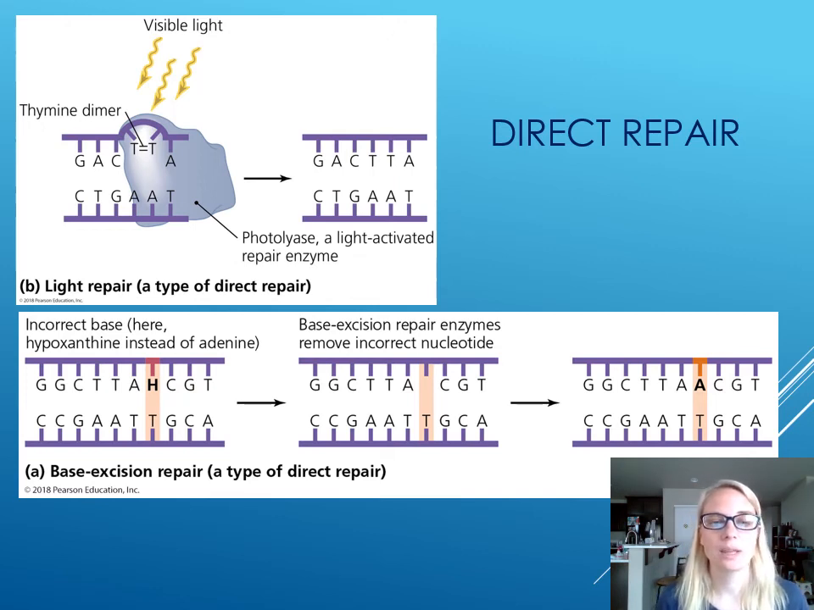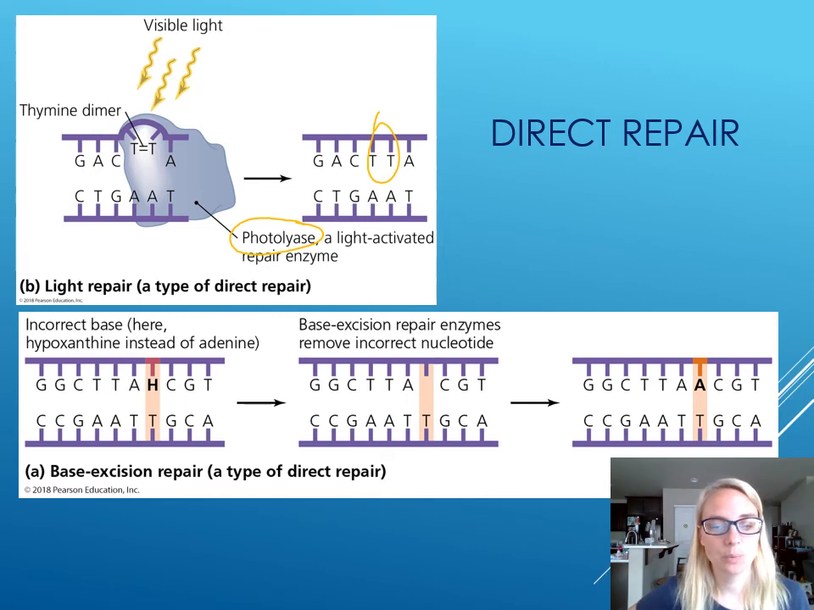So light repair is an enzyme called photolyase, this enzyme here, interestingly activated by visible light, repairs the damage done by ultraviolet light. So what it does is it cruises along the DNA in the presence of visible light. It gets activated, this enzyme, and breaks those thymine dimers and repairs that bond that wasn't supposed to be there. So this is a visible light activated repair enzyme breaking those thymine dimers.